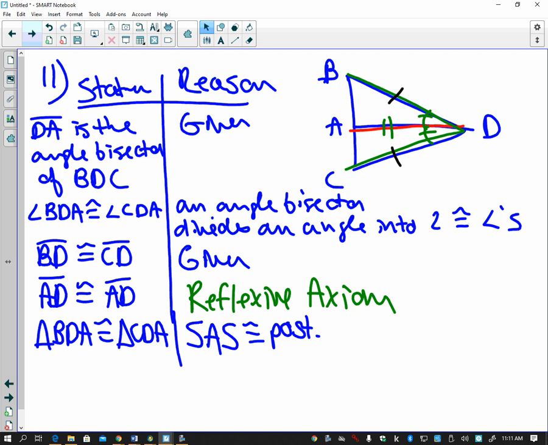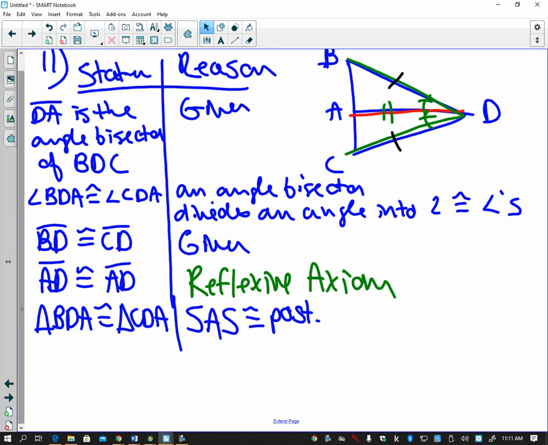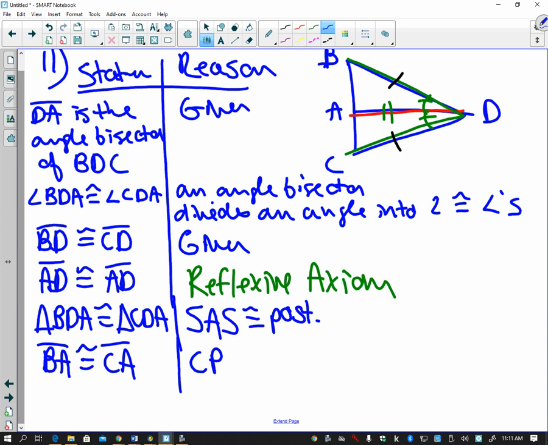A lot of times we get so caught up in proving that the triangles are congruent that we forget what it is that we're trying to prove. We're trying to prove that BA is congruent to CA. Does anybody know how we know that BA is congruent to CA? What's the reason? Corresponding parts of congruent triangles are congruent.